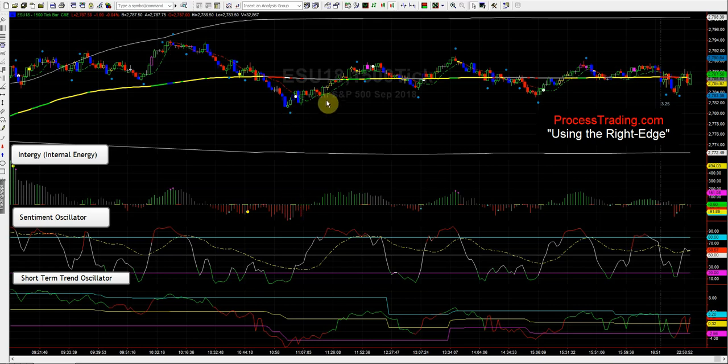And then you see price go back up, break through the support line, turn yellow, and then it hovered back and forth. It just kind of whipsawed through support there.